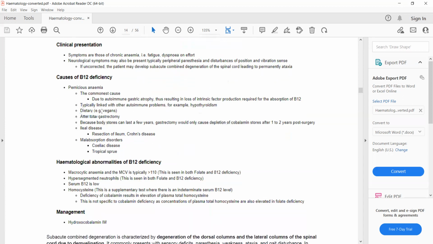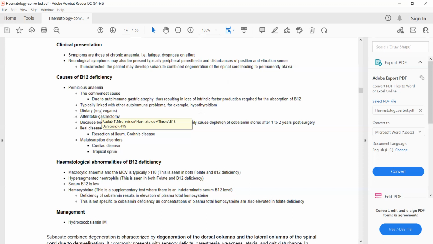What are the causes of vitamin B12 deficiency? The most common cause of vitamin B12 deficiency is pernicious anemia. Pernicious anemia is a condition in which there is autoimmune destruction of the gastric cells that are responsible for intrinsic factor production. So a deficiency of intrinsic factor due to autoimmune destruction of the gastric cells will result in pernicious anemia. So if the cause of B12 deficiency is autoimmune destruction of the cells responsible for intrinsic factor production, it is known as pernicious anemia.